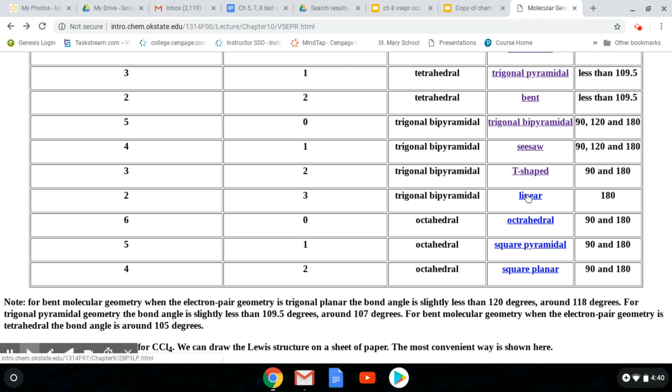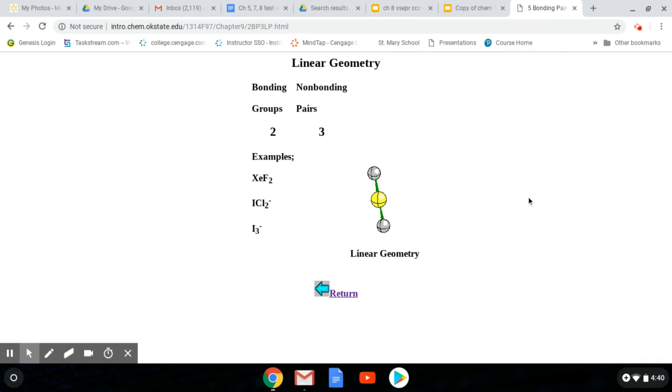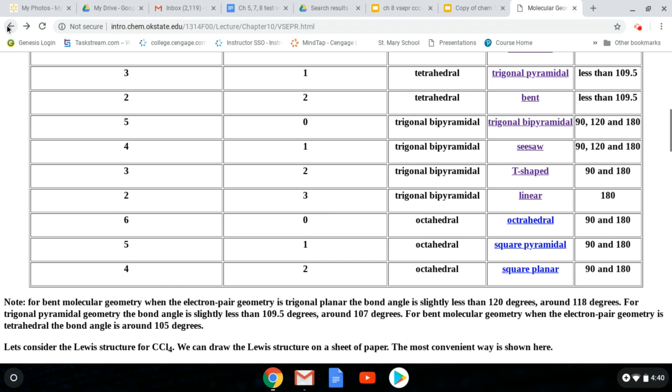And then if we have 2 bonding pairs and 3 lone pairs of electrons, it's called linear, but it's going to be trigonal bipyramidal linear. Notice the angles: 90, 120, and 180; 90, 120, and 180; 90 and 180, 180.